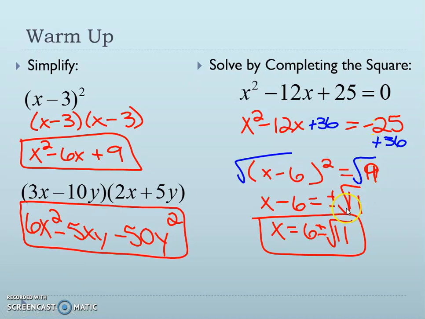So that will be radical 11, because I need to take the square root of each side. In order to take this out and solve for x, the opposite of square is square root. So if I do the square root here, you do the square root here. So square root of 11, and plus 6, because the opposite of minus 6 is plus 6. So the answer is 6 plus or minus the square root of 11. So that's how you do completing the square.